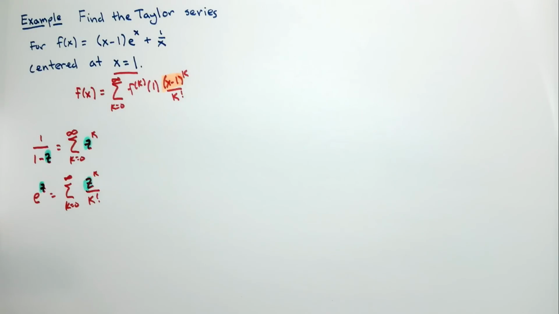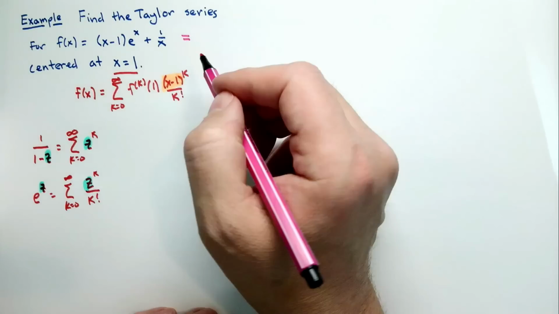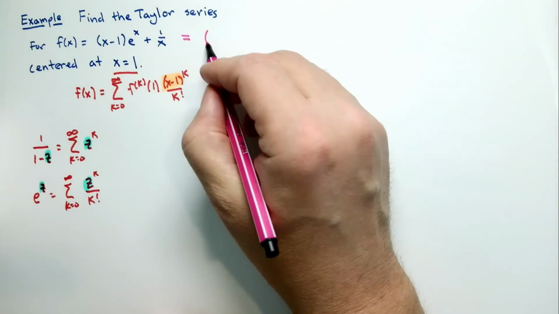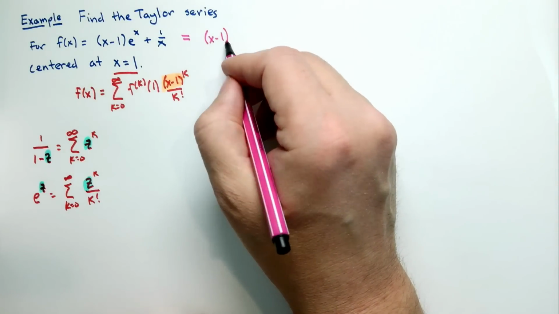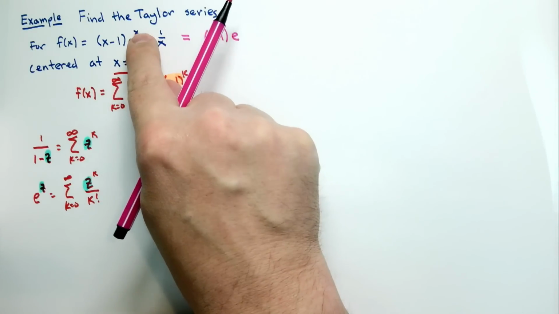So we're going to spend the first couple of minutes thinking about how we can work with the function we've been given to rewrite it in a more pleasing way. In particular, our real goal is to make it look like something that involves x minus 1. The x minus 1 that we currently have in the front is actually great for us. Now, here we have e to the x.